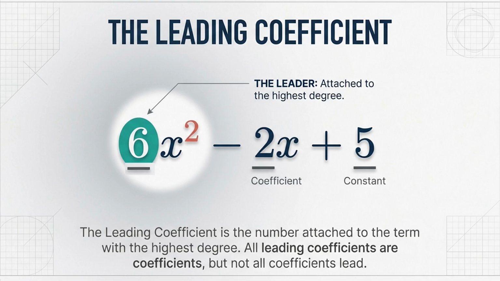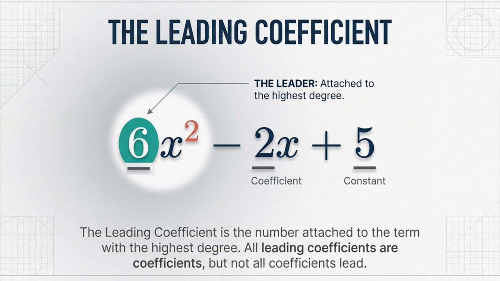Now remember, the coefficient is the number in front of the variable, and one coefficient is the leader of the pack. The leading coefficient is the number attached to the term with the highest degree. Remember, all leading coefficients are coefficients, but not all coefficients are leading.